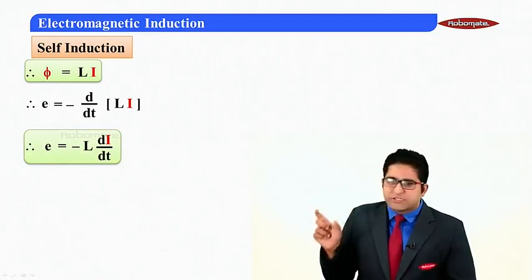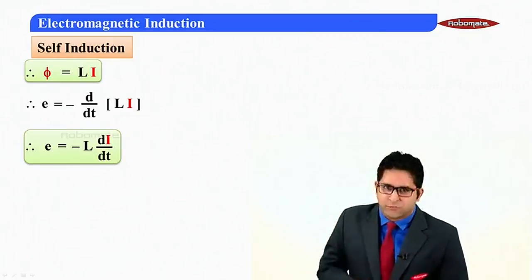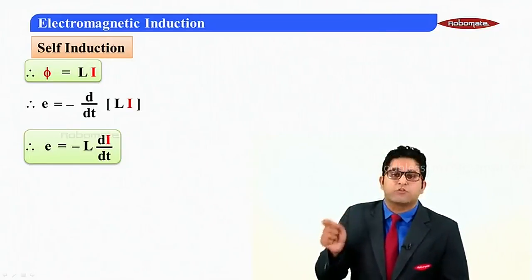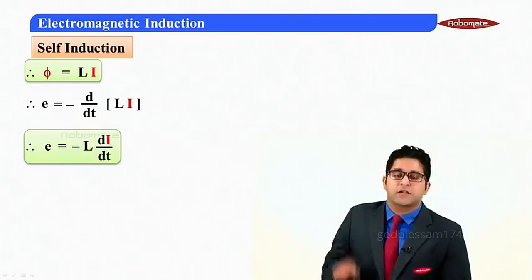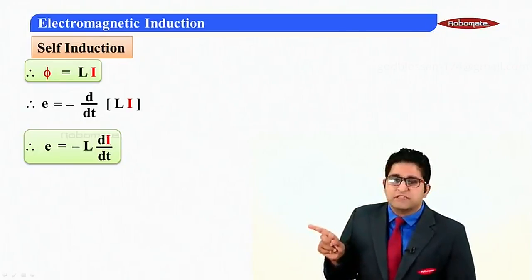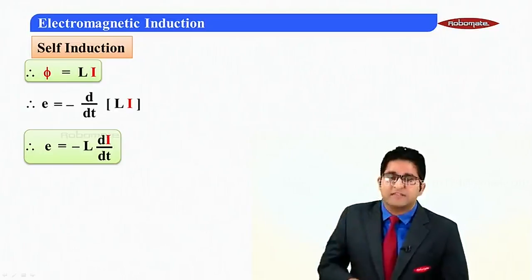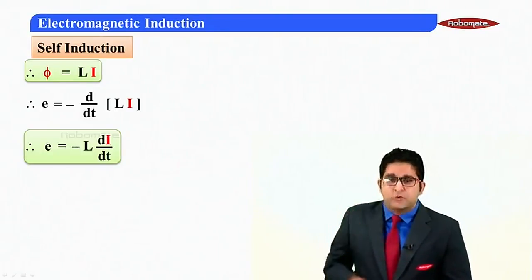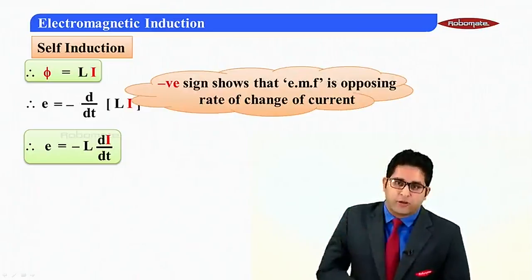Now students, see this equation carefully. What is E? E is the induced EMF. What is L? L is nothing but the coefficient of self-induction. And what is di by dt? di by dt is nothing but the change in current with respect to time. And you can see there is a negative sign over there. What does this negative sign indicate? This negative sign indicates that this induced EMF is opposing the change of current in the same coil.